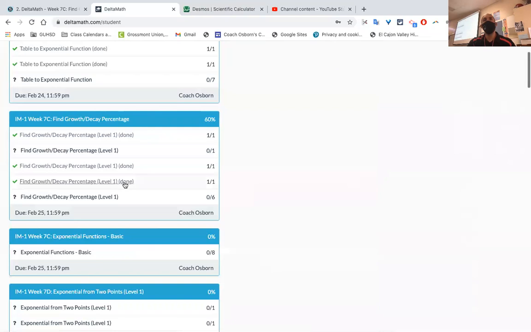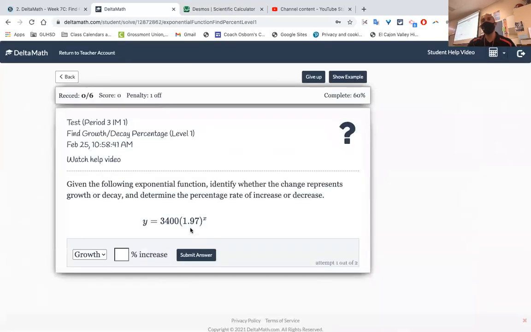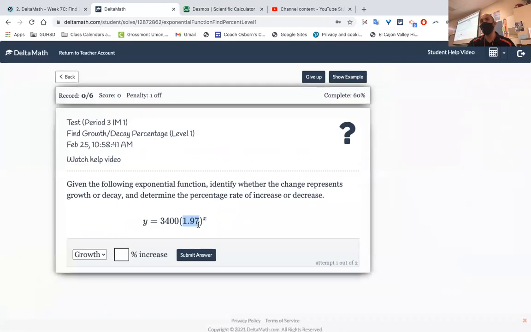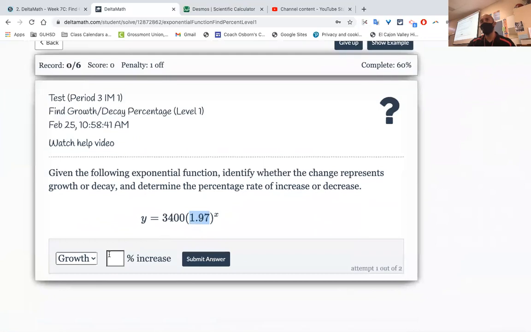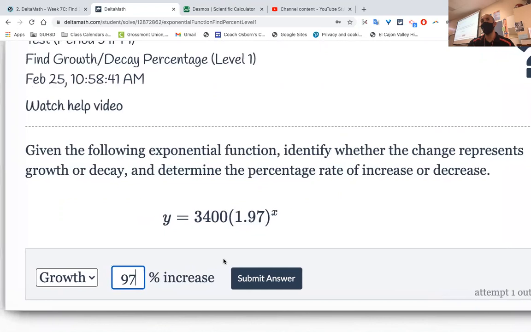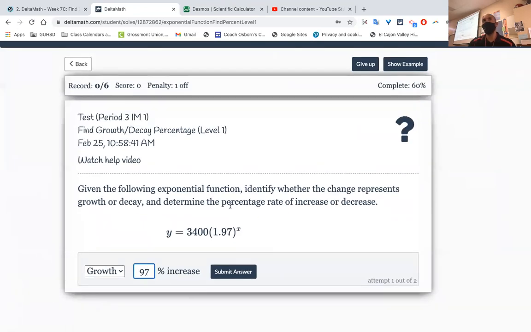Okay. All right, so then down here on this one, it's pretty much the same thing. You can see that this one's a lot bigger than 1. Okay, it's not as close. So basically this would be growth. And how much bigger than 1 is it? Well, we added 0.97, so that's a 97% increase. Okay, that's pretty much how we handle those.